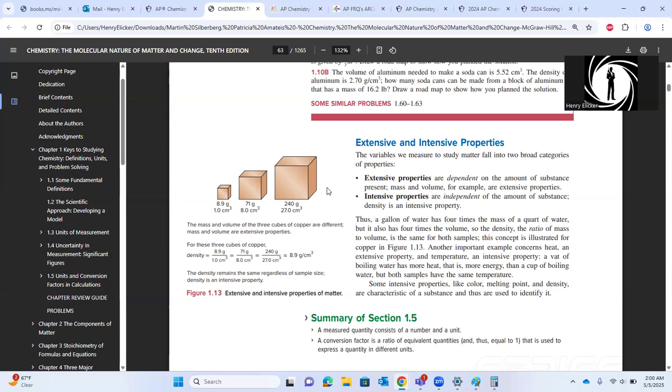But what are some things that don't depend on the amount of substance? It turns out things like density, right? Color, right? Notice the color's the same, the way it shines. And also density, you can actually calculate the density based on the volume of each one and the mass, and they're all the same. So density does not change based on how much you have. Okay. Another example of an intensive property is melting point. If you have a huge sample of copper and a small sample, they're both going to melt at the same melting point, believe it or not.